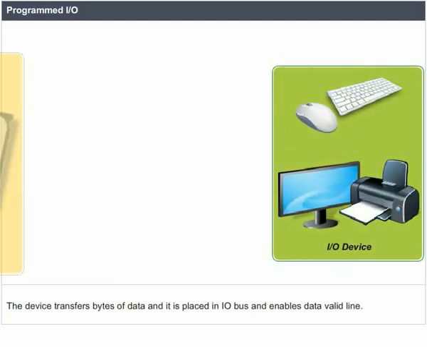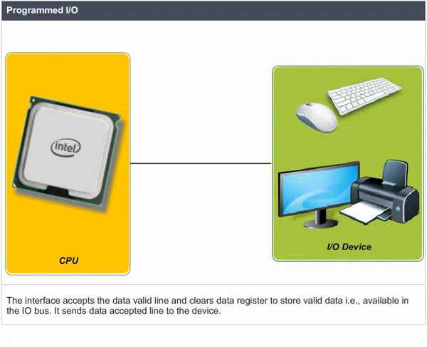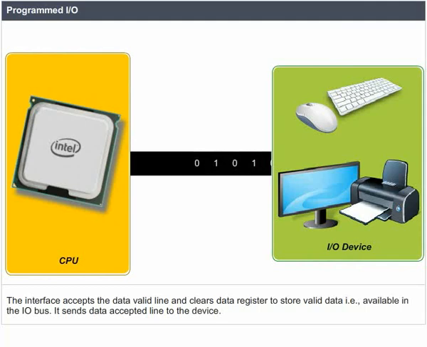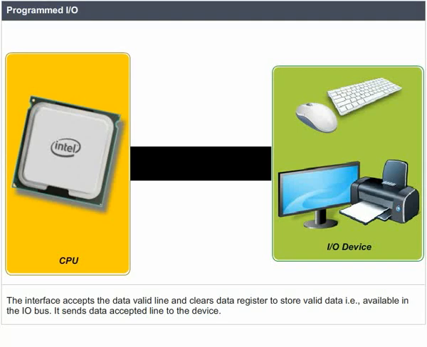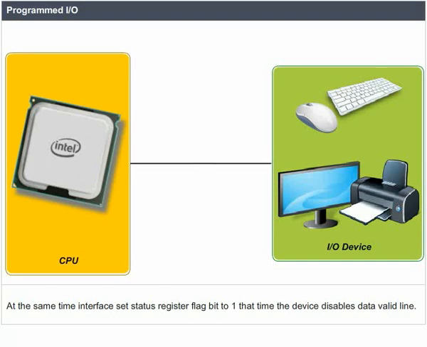The device transfers bytes of data, places them on the input-output bus, and enables the data valid line. The interface accepts the data valid line and clears the data register to store the valid data that is available in the I/O bus. It sends the data accepted line to the device. At the same time, the interface sets the status register flag bit to 1. At that time, the device disables the data valid line.